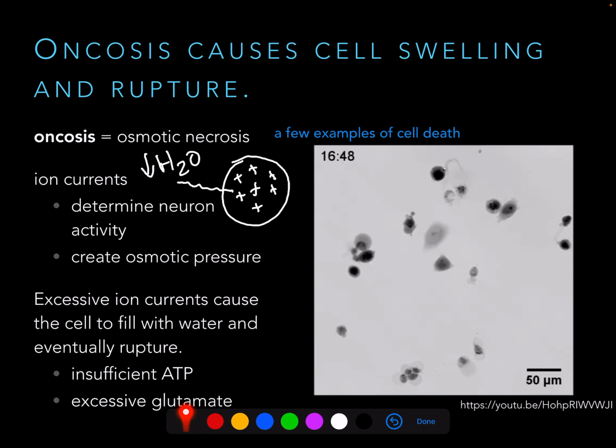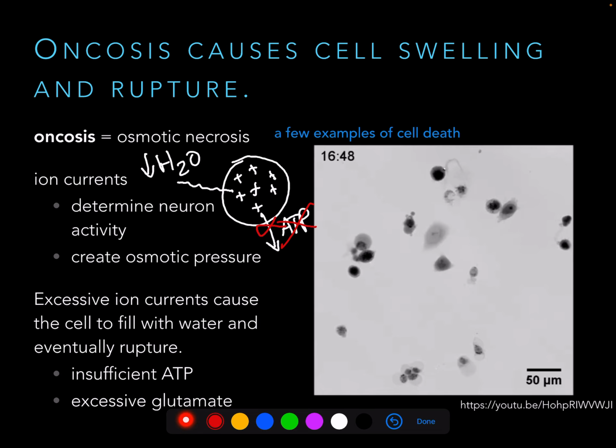A couple of reasons why we might have excessive ion currents. First of all, we don't have enough ATP. So normally when a cell brings in some positive charge, it'll then pump it back out against its concentration gradient, but this costs ATP. If we don't have ATP, we don't remove the ions, so they build up.